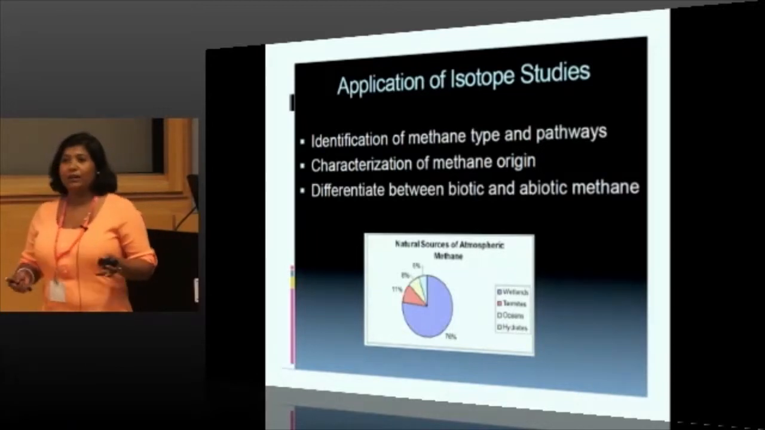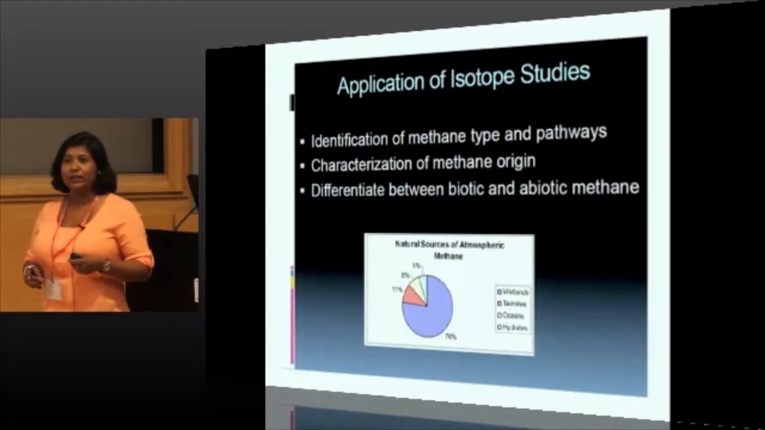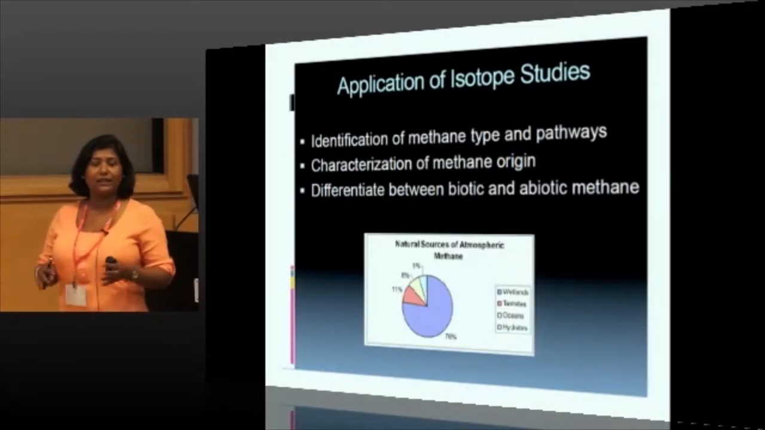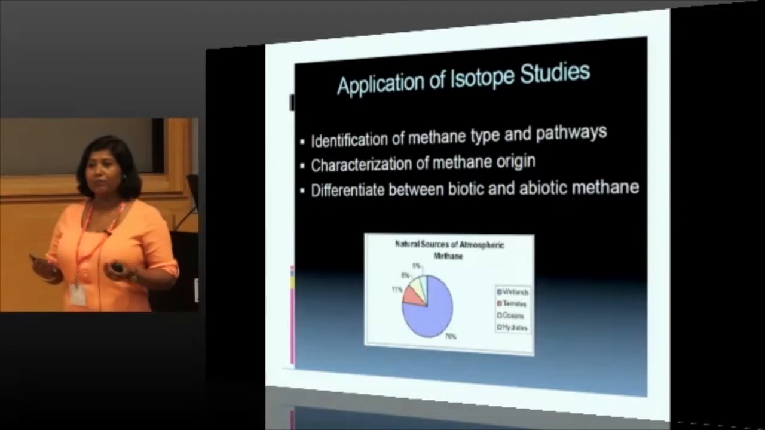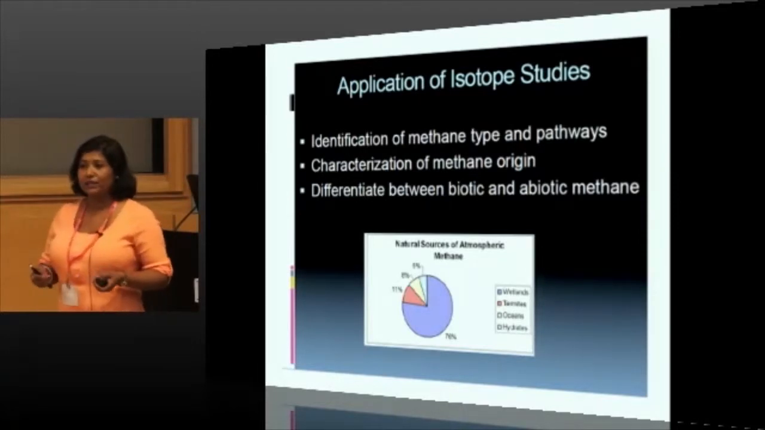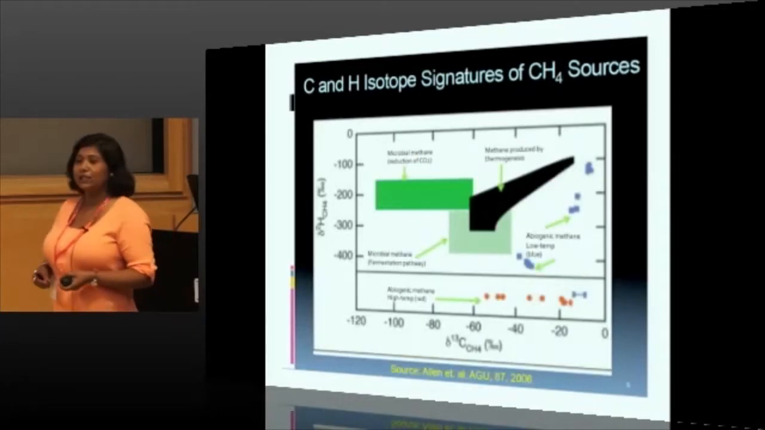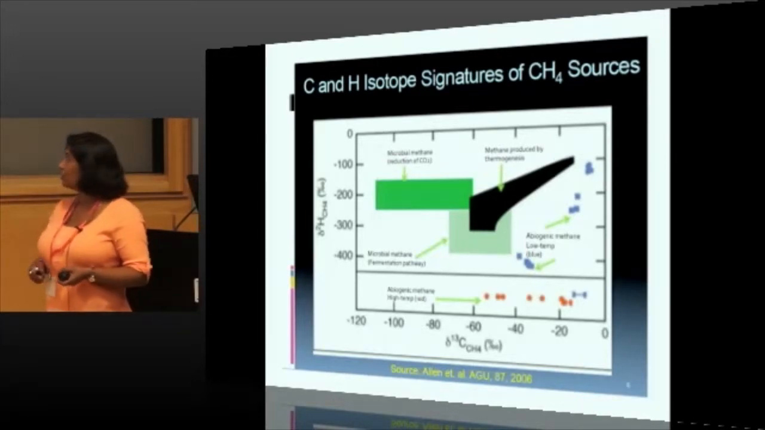There are several applications of carbon isotope studies. Some of them: it helps to identify various sources of methane, and it helps to understand methanogenesis in different environments. Also, we can differentiate between biogenic and abiogenic sources of methane by studying carbon isotope data. Some people also study hydrogen isotope data along with carbon isotope data in order to differentiate between different sources of methane.